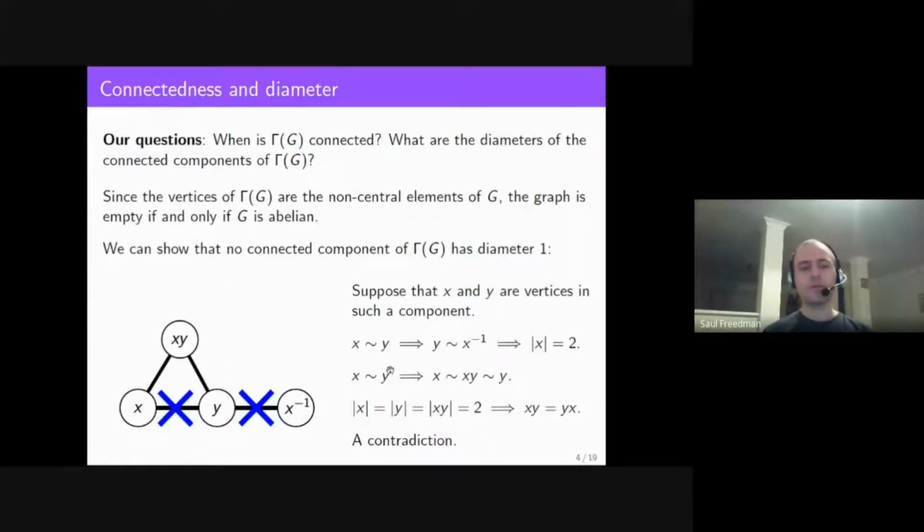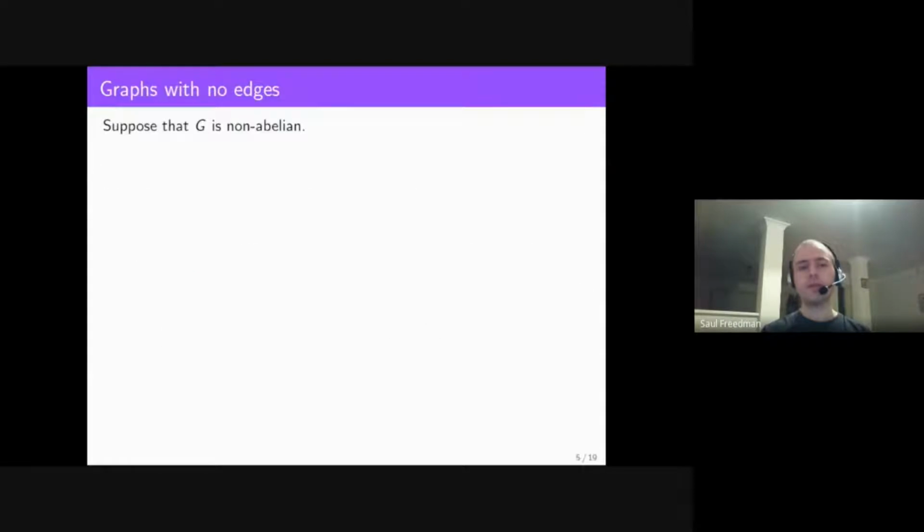Okay, so I just mentioned that the graph has no vertices if and only if G is abelian. Well, what about if there are vertices but no edges? Let's suppose that G is not abelian, so that there are vertices.